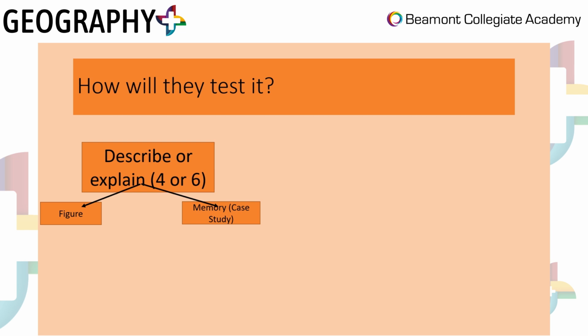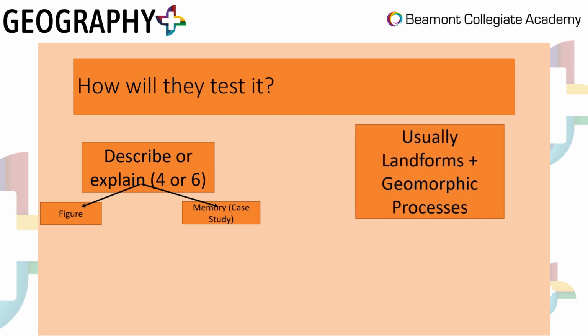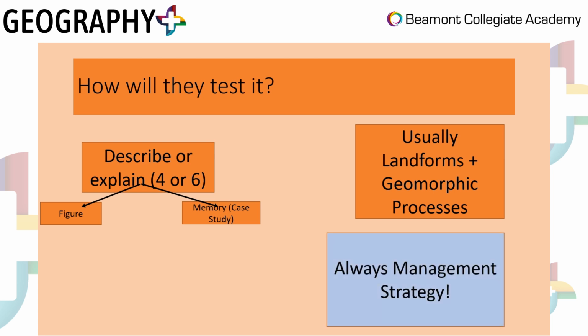This is usually for your landforms in combination with the geomorphic processes. It's very typical to ask for how a landform is formed based on the geomorphic processes that get it there. That is very typical. But you can always bank on a question for management strategy, whether that be the costs and benefits of a strategy, how the strategy works, or one that you've researched. It is worth noting there is no 9 marker in this section.